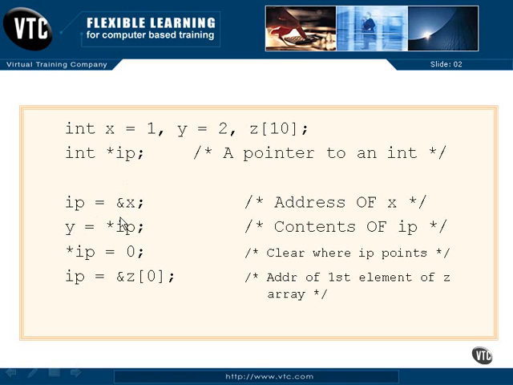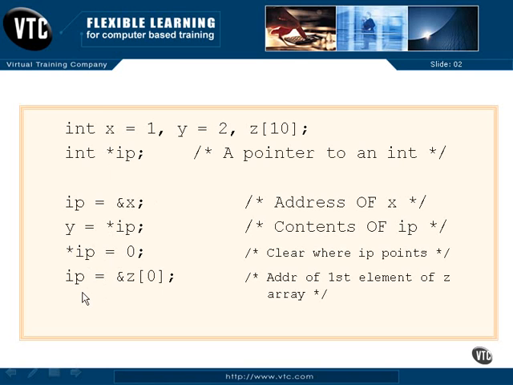Be careful of the asterisk because its use changes depending on the context. Here we say the contents of IP is equal to 0. That is exactly the same as setting x equal to 0 because we are again dereferencing IP. This does not set the address of IP, the content of it, equal to 0. This asterisk says go to IP, get the address that is stored in there, the memory location, go to that memory location and put a 0 in there. Same as if we had said x equals 0. All right, you see the difference?